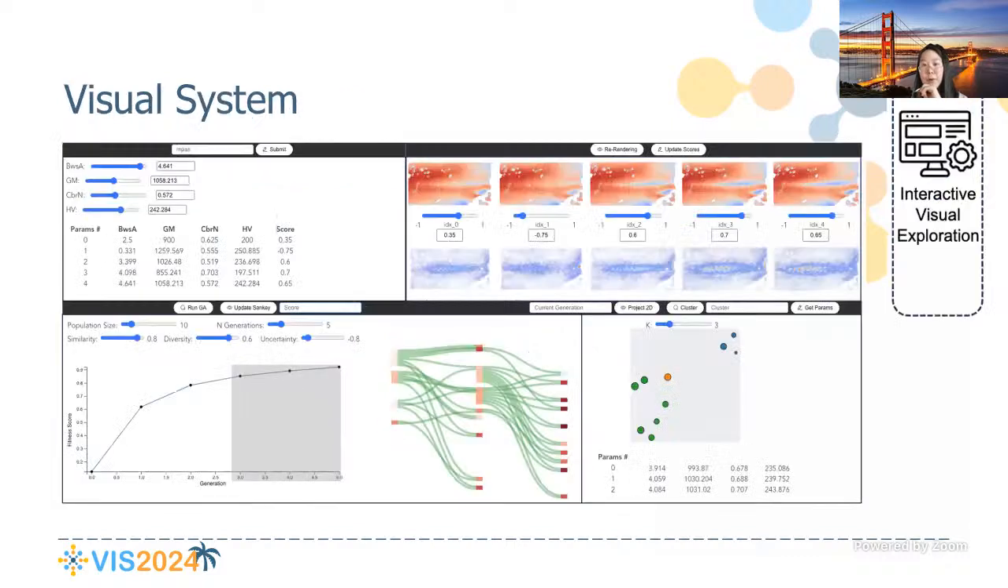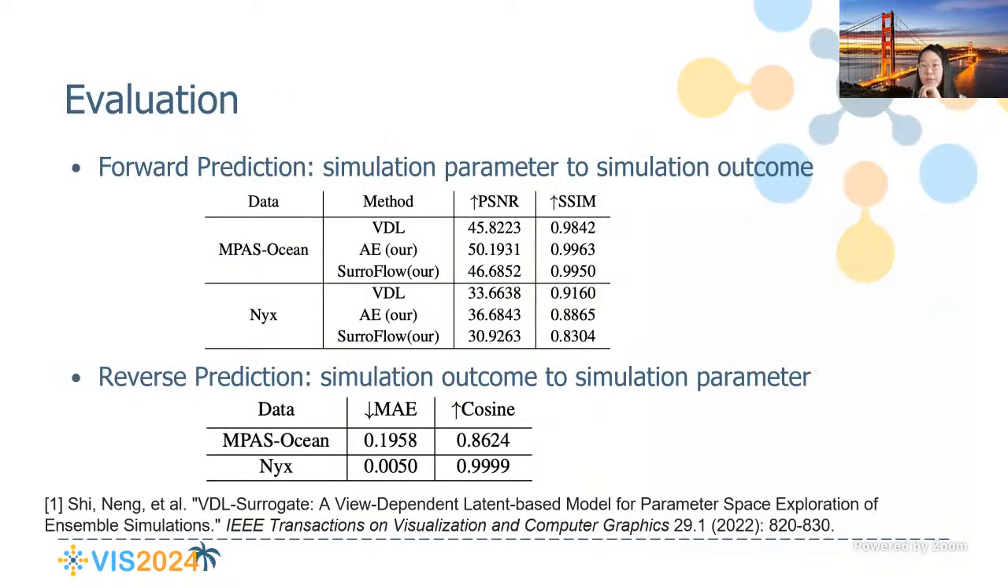And the third component is an interactive visual exploration system. This will allow for efficient user-guided parameter space exploration. And I will introduce it in detail using a case study later. So we evaluate SurroFlow's bidirectional prediction on two scientific datasets, the MPAS-Ocean dataset and the Nyx dataset.